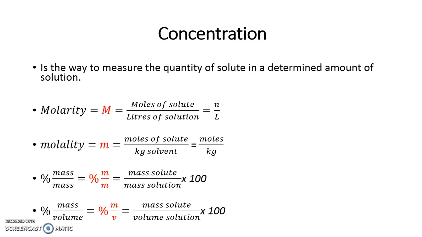Finally, among the first four ways to measure the concentration, we have the percentage mass volume, that is symbolized as M over V, and is mass of solid over volume of solution. If we use grams of solid, we have to use cubic centimeters of volume, or milliliters, that is the same. Or if we use kilograms of solid, we have to use liters for volume. Then multiply that by 100.